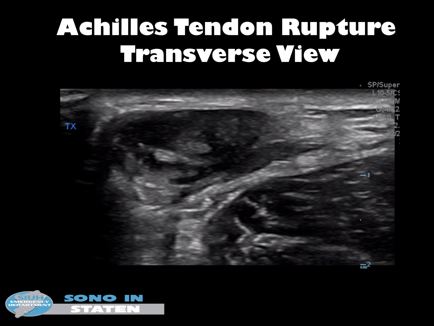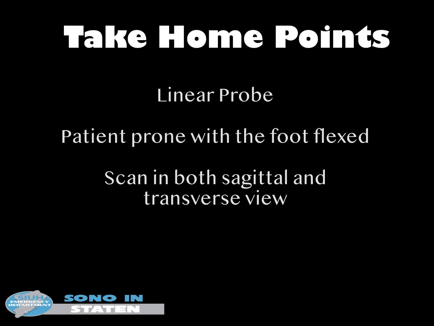In transverse view, when you do see a rupture, you'll see non-visualization of the tendon, loss of fibrillar architecture, and fluid collections, usually representing a hematoma.